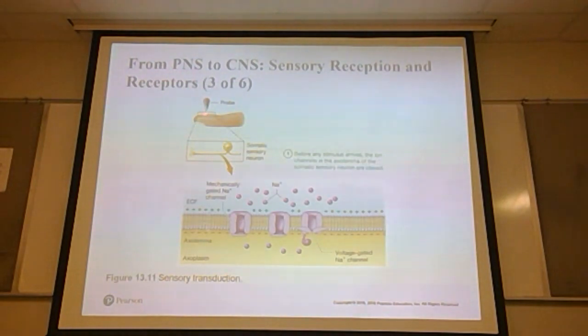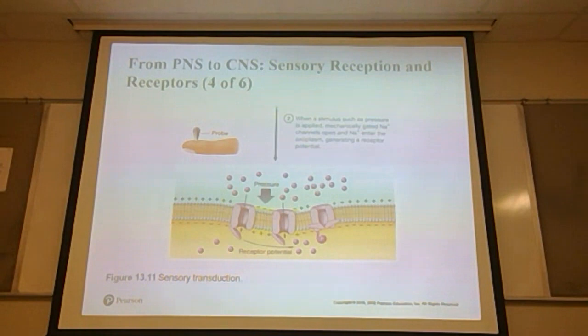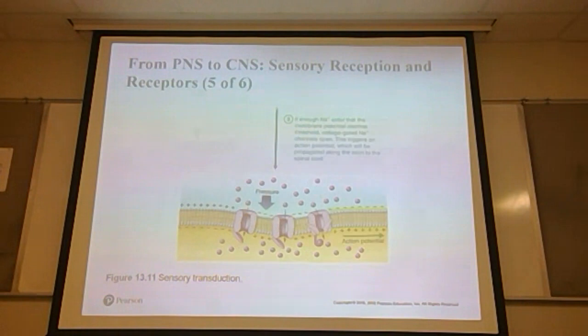So here's a probe poking the finger. The somatic sensory nerve, it's either the unipolar neuron, sends the signal. The sodium channels will open. The sodium will begin to flow through, and if enough reaches for the potential to occur, then the reaction will take place. So here we see the probe now depressing the skin, causing the pressure. Those sodium channels are opening. Sodium is flowing through. Then once the action potential is reached, the threshold is reached, then the action potential moves to the next neuron.